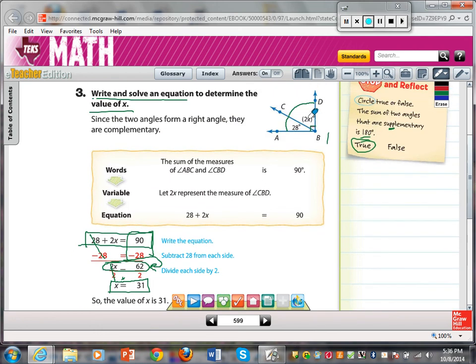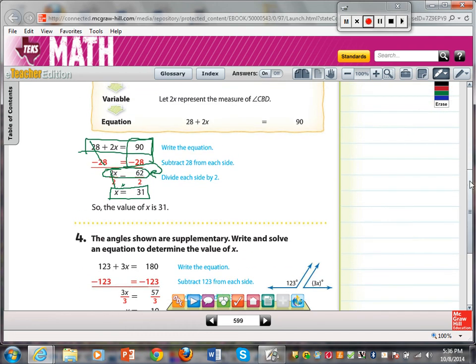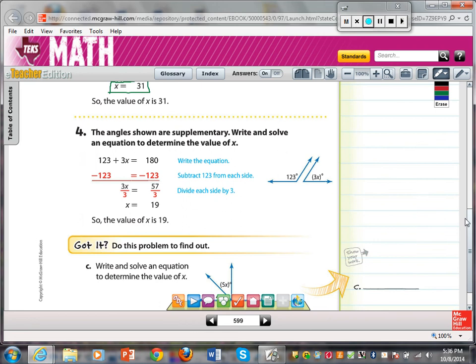In this situation, because 2 times 31, 31 times 2, gives you 62, if you add that to 28, that puts you back at 90 degrees. Therefore, you just proved that these two angles add up to 90 degrees, which makes them complementary. Let's take a look at example number 4. So in the previous case, the value of x was 31.